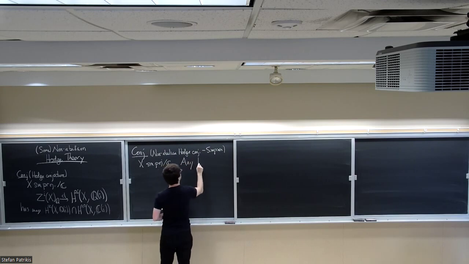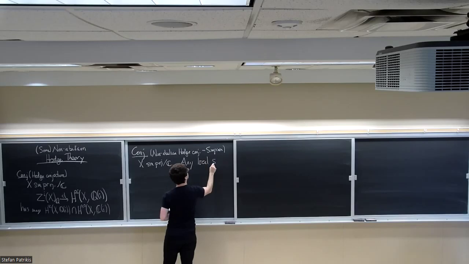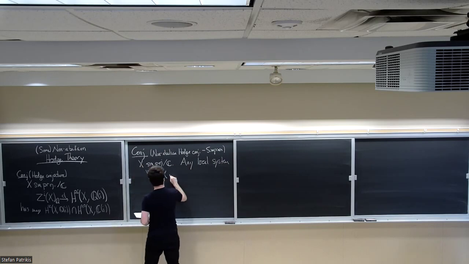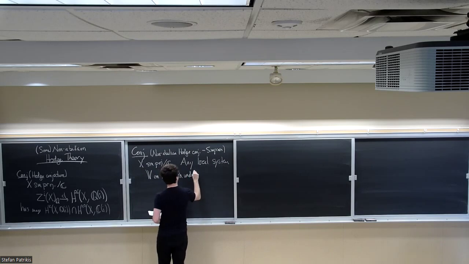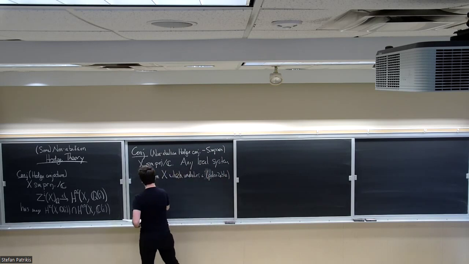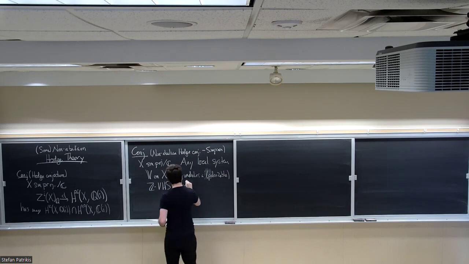V on X, which underlies a Z polarizable Z variation of Hodge structure, is of geometric origin.